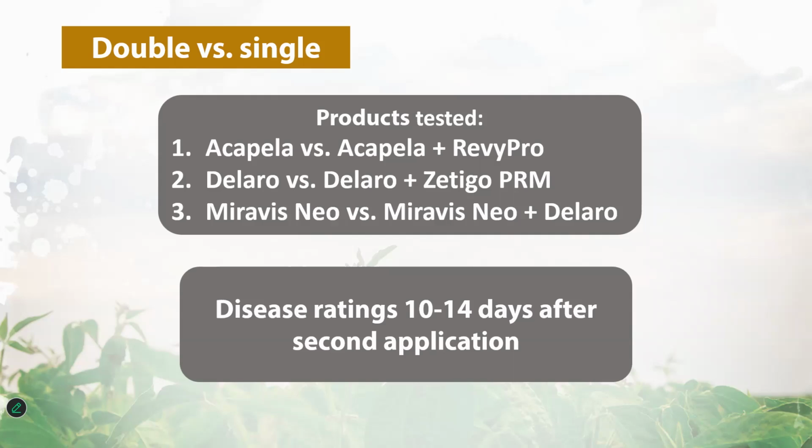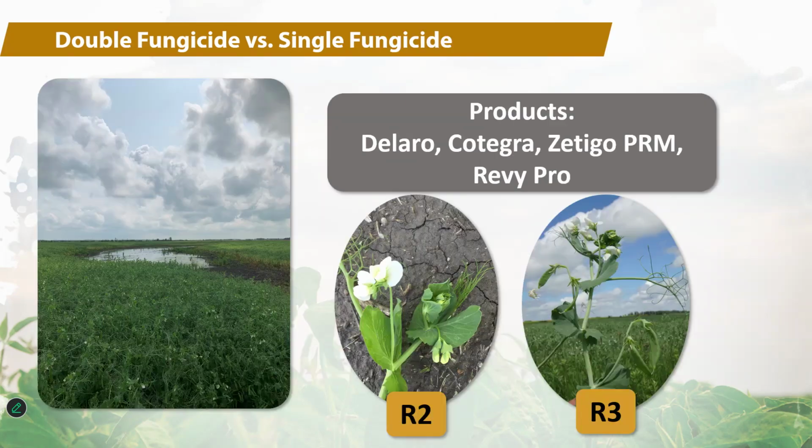So at the 3 double versus single trials, we tested Acapella plus ReviPro to Acapella alone, Delero plus Zetigo to Delero alone, and Moravis Neo plus Delero to Moravis Neo alone. And again, we rated the plants for disease 10 to 14 days after the second and final application. And the sites did receive lots of rain in 2024 prior to flowering, leading to humid soil conditions and a good growing environment for the disease to develop.